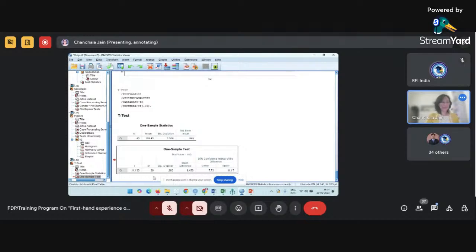Coming down to the output of the one-sample t-test, you can find 11.133 is the t value. The degrees of freedom is n minus 1, 40 minus 1, which is 39. Significant value is coming as 0.000. As per the thumb rule, we know this significant value is the p value, and this value is less than 0.05. In that case, you are going to, anyone? Reject the null hypothesis. Yes, very correct.